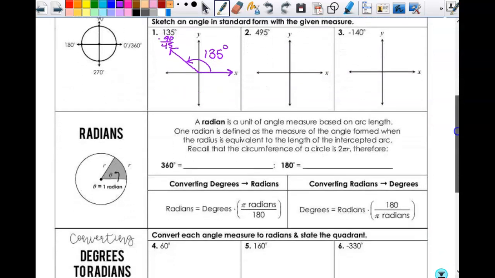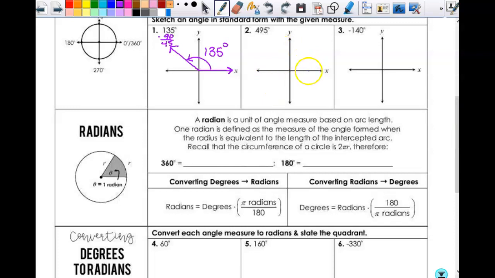So then 495. Well, I know that if I start here and go all the way around, that's 360. So I'm going to subtract 360, and what am I left with? 135. So it's going to end up in the same spot. I start here, I end here, but it's not the exact same angle, right? So I have to start here, go all the way around, and then end up there, and that is 495 degrees. Okay?